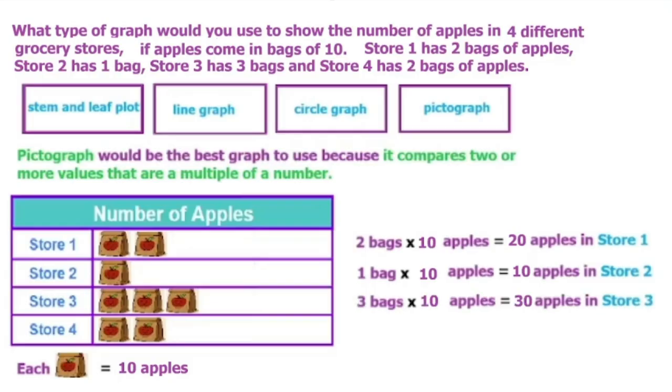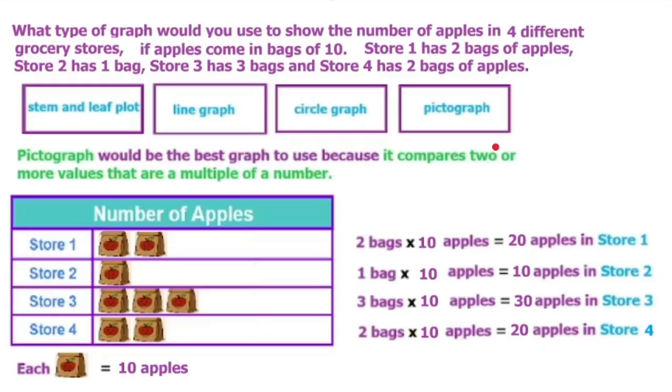Then in store 3 we have 3 bags of apples. Each bag has 10 apples, so we multiply 3 times 10 to figure out that there's 30 apples in store 3. And store 4 has 2 bags, and there's 10 apples in each bag, so we multiply by 10 to get 20 apples in store 4.